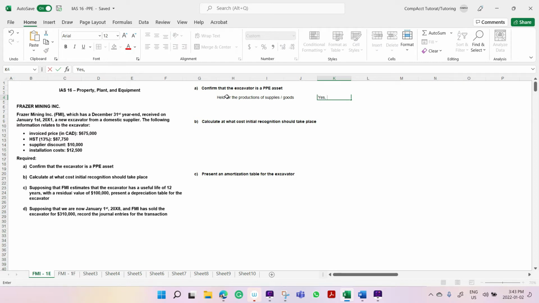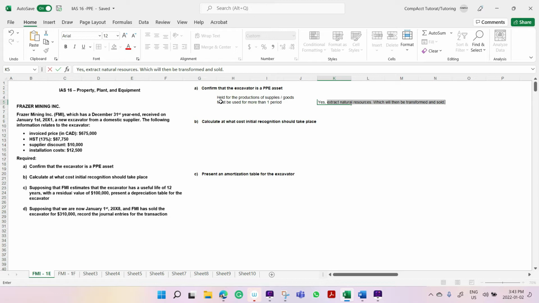The excavator is going to be used to extract natural resources, which will then be transformed and sold. So definitely the first bullet point is met. The second is it must be used for more than one period. And again, yes, absolutely.